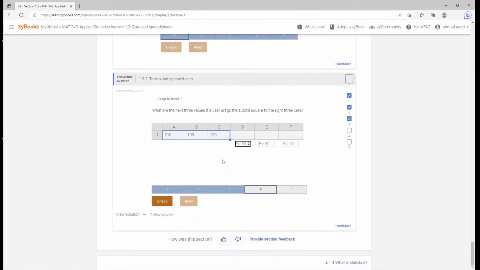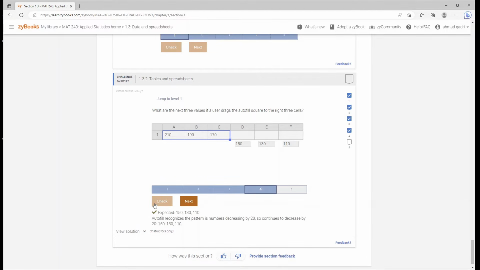And so the similar logic will apply. So let's see, we go from cell A1 to B1, and the difference here is 20. And that same difference gets applied here. So this cell D1 would be 170 minus 20, which is 150. Cell E1 will be 150 minus 20, which is 130. And then cell F1 will be 130 minus 20, which is 110. So hit check, and that is the correct response.